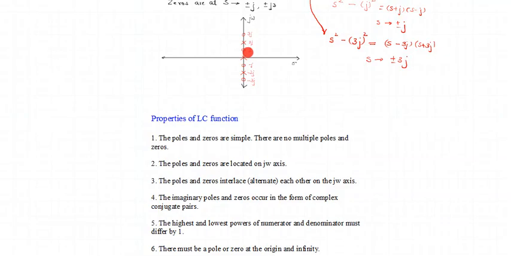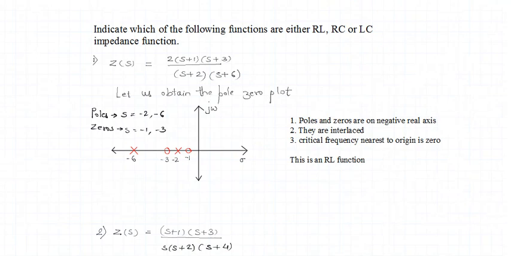So you'll always observe either a pole or a zero at the origin for an LC function. The characteristics that we studied, friends, for RL, RC and LC are going to help us identify whether the function is an RL function, an LC function or an RC function. With these properties, let us now try to solve a problem wherein the task is to find out whether the given function belongs to RL, RC or LC.